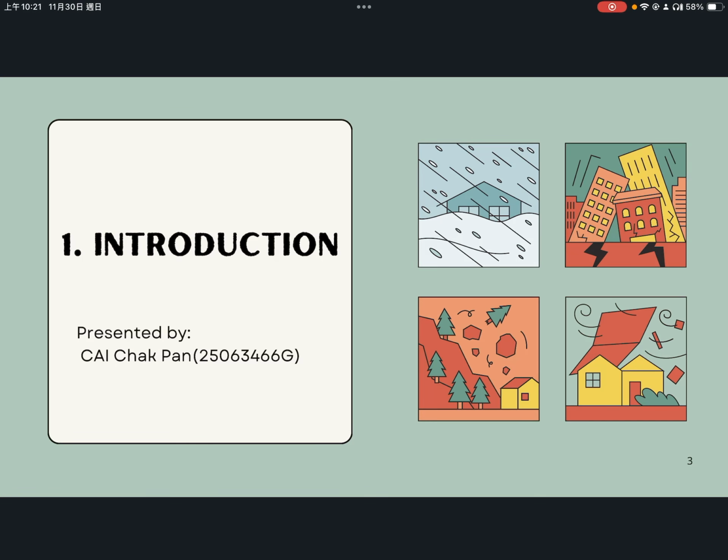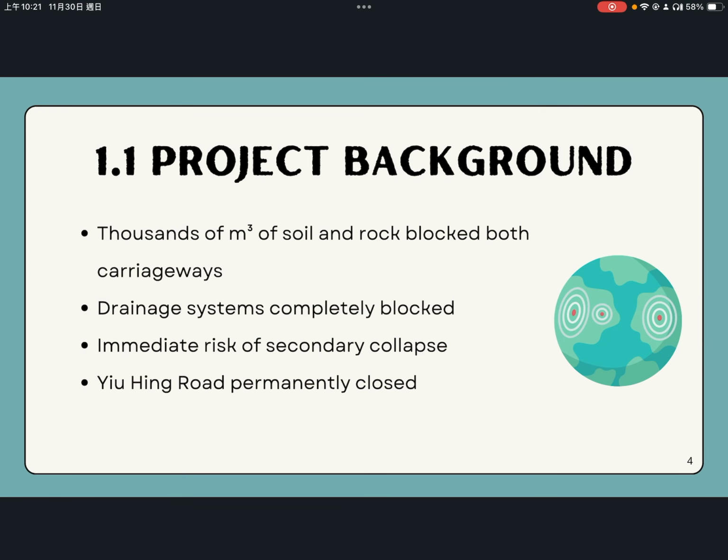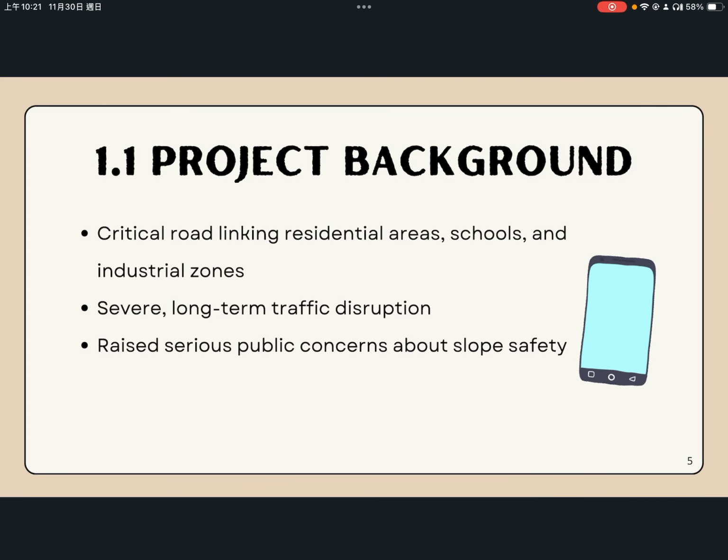First, let me give you a brief introduction. For the project background, after the landslide, both carriageways of Hing Road were entirely blocked by soil and rock, which also obstructed the drainage system and immediately raised the possibility of another collapse, so Hing Road was permanently closed. But the road is a crucial link serving the surrounding residential areas, school, and industrial zone. The long-term traffic disruption raised serious public concern about slope safety.